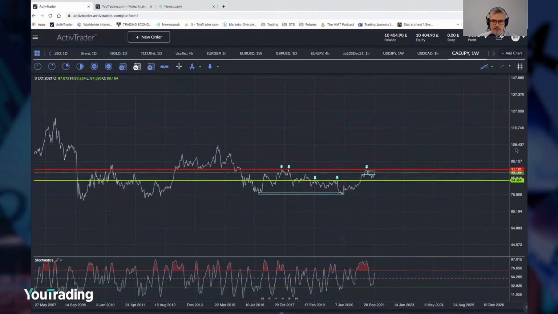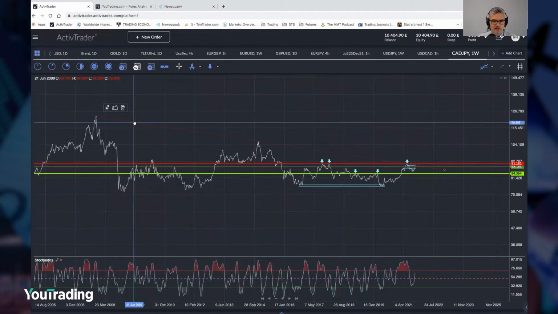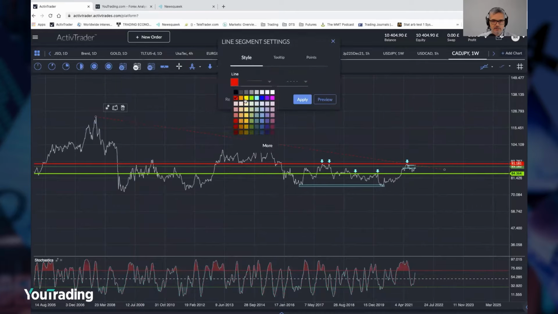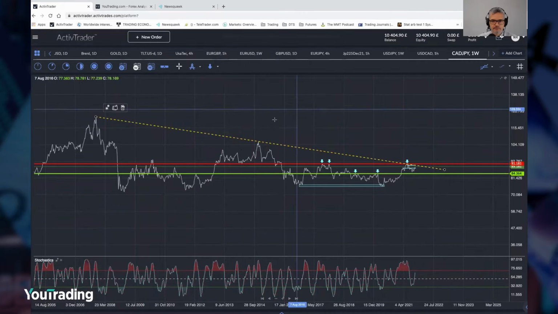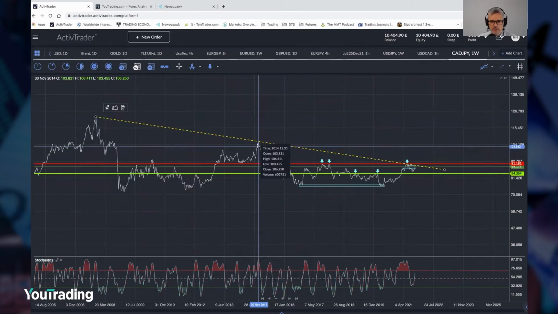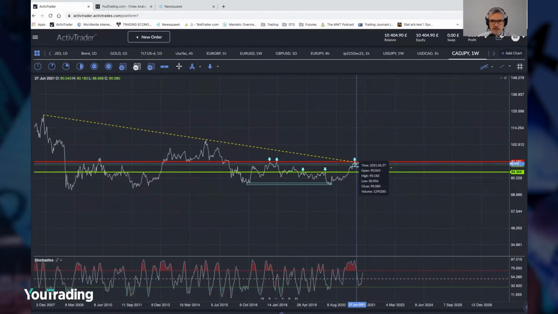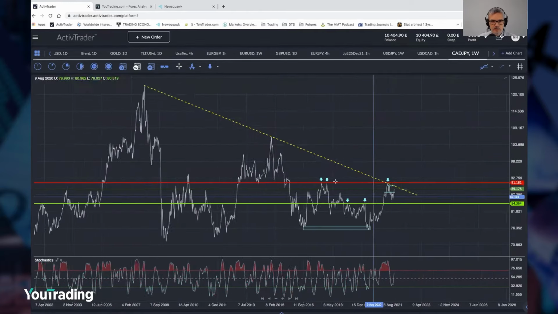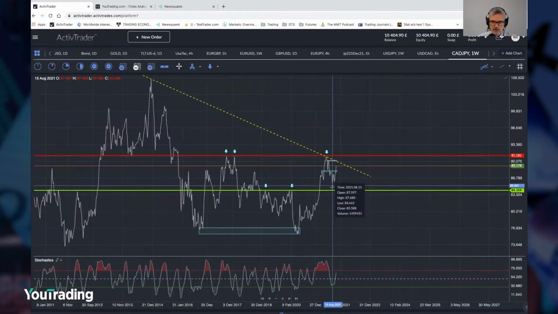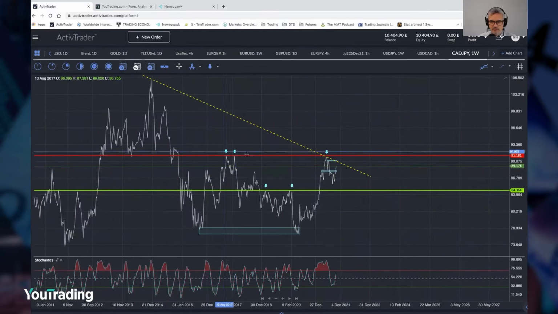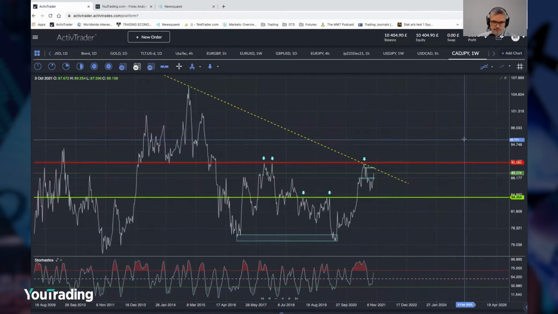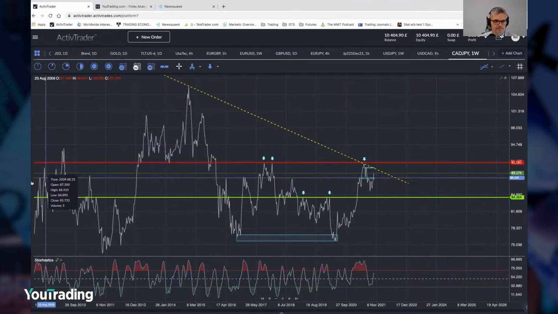If I just pan out a little bit, got this dashed line here. I'm just going to make it yellow so you can see it, and make it a bit thicker. Swing high from 2007, swing high from 2014, so a 7-year gap, and then another 7 years, and we get to 2021. So we've got this descending trend line, and at the moment, prices are moving towards that, and this resistance line at 91.18.